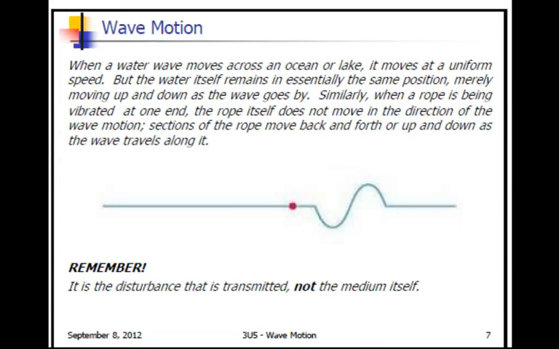Here it says when a water wave moves across an ocean or lake, it moves at a uniform speed. The water itself remains essentially in the same position. It merely moves up and down as the wave goes by.